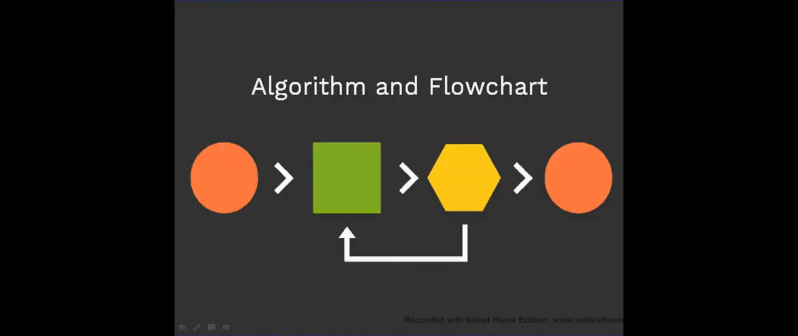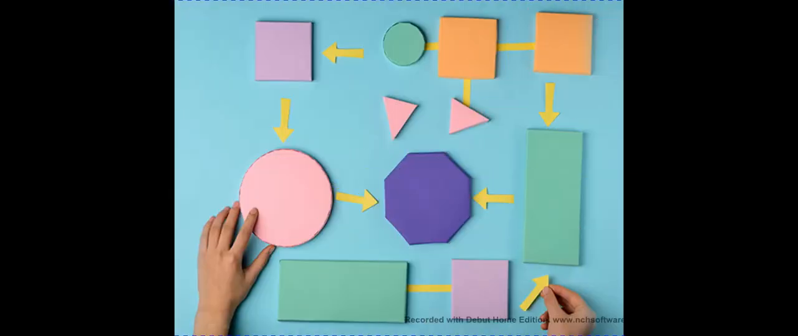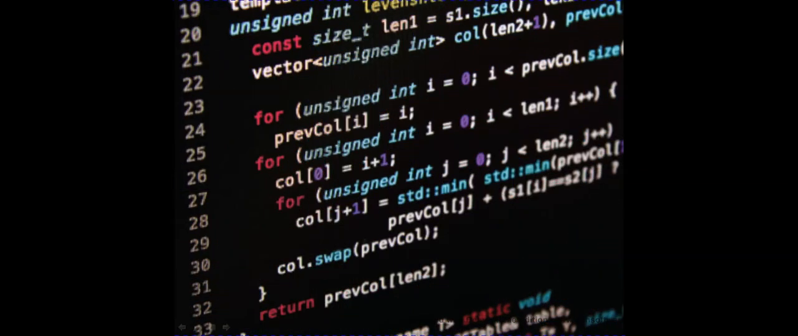I hope that from watching this video you have understood the whole thing about algorithm and flowchart. So all your doubts should be clear. In this video I have covered mainly the symbols used in flowchart, the definition of flowchart, and the definition of algorithm.